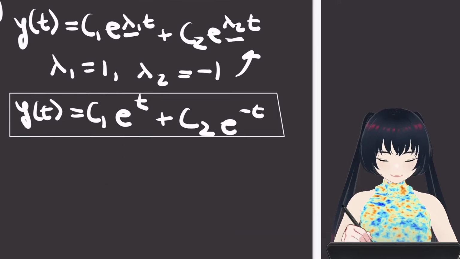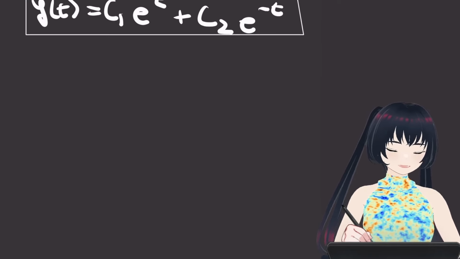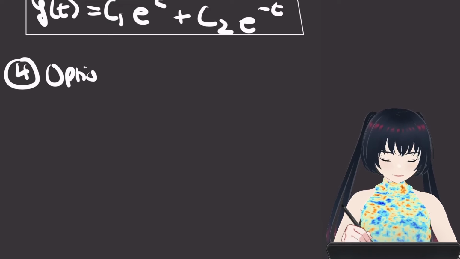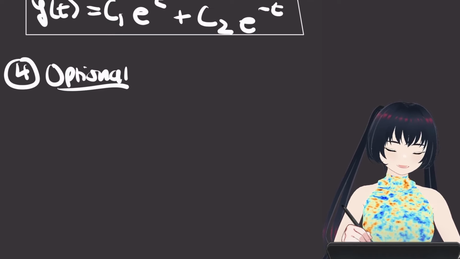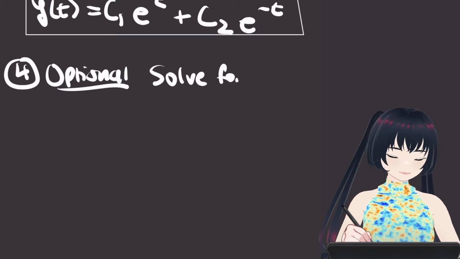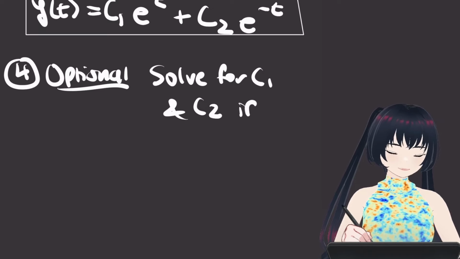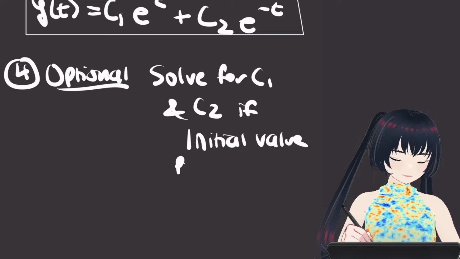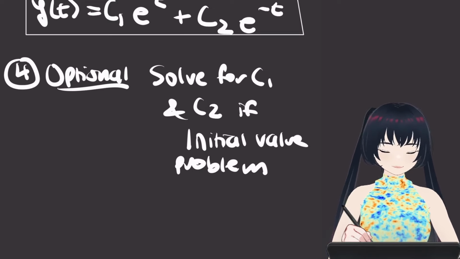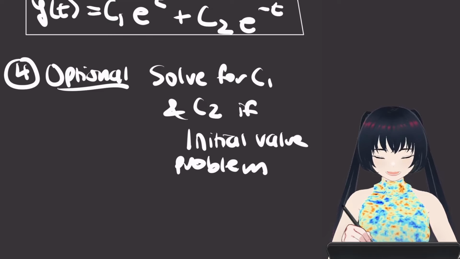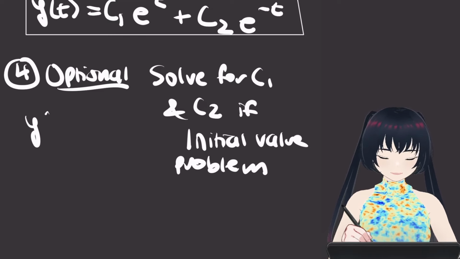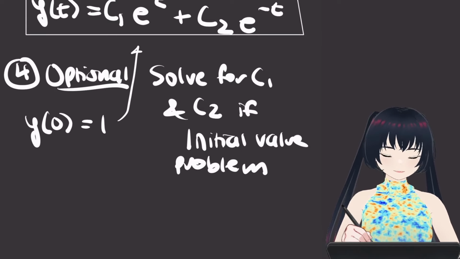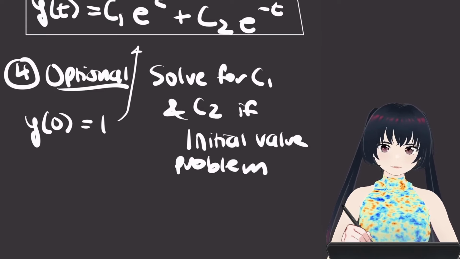Now, of course, I mentioned that there could also be a fourth optional step. In some instances, you can actually solve for the constants C1 and C2 if you're given an initial value problem. In that case, you're given some sort of starting point. Let's say we can say y of 0 is equal to 1. And what you would do is plug that into the ODE and solve for the constants C1 and C2.